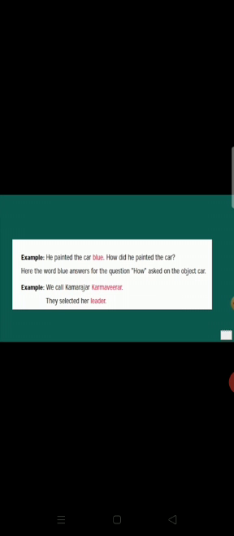Next example. He painted the car blue. How did he paint the car? You ask the question how. Here the word blue answers the question how, after the object car. How did he paint the car? He painted the car blue. So that is complement.